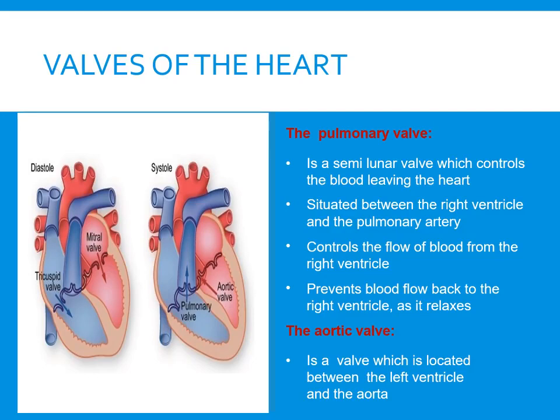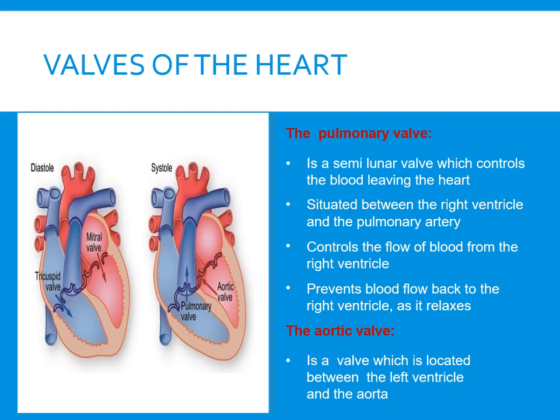It is situated between the right ventricle and the pulmonary artery. It controls the flow of blood from the right ventricle. Moreover, it prevents the blood from flowing back to the right ventricle as it relaxes.